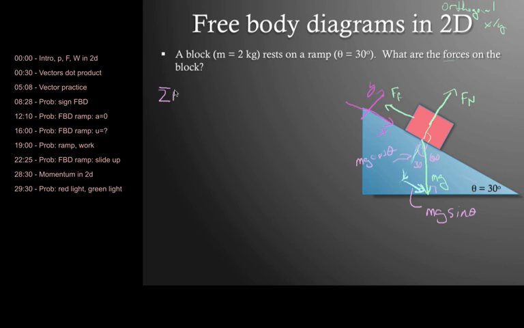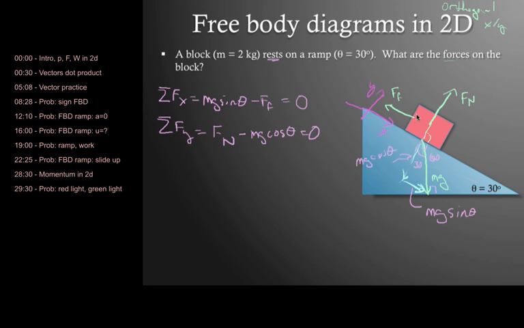So let's look at the sum of my forces in the x direction. In the plus x, I have mg sine theta. And then in my minus x, I have this friction, so minus Ff. And let's say that the box is at rest, so acceleration is 0. Let's do the same thing for y. In the y, I have my normal force minus this piece right here, which is mg cosine theta, and this is equal to 0.